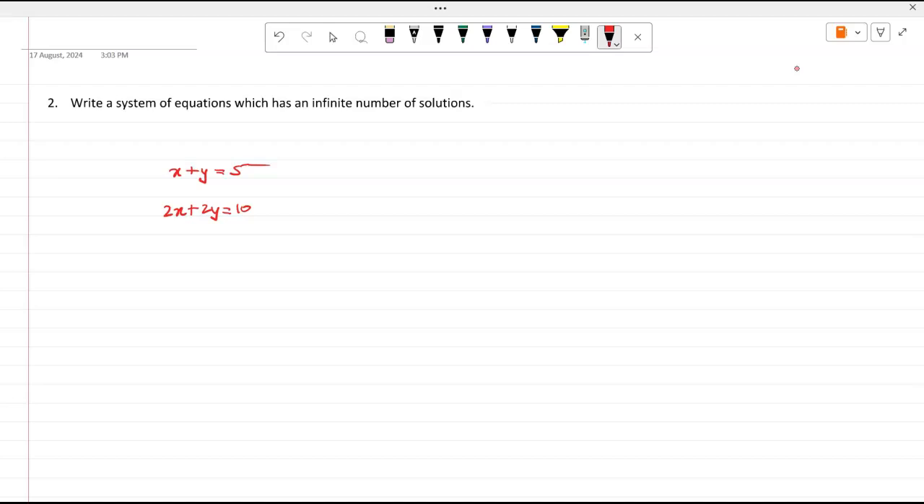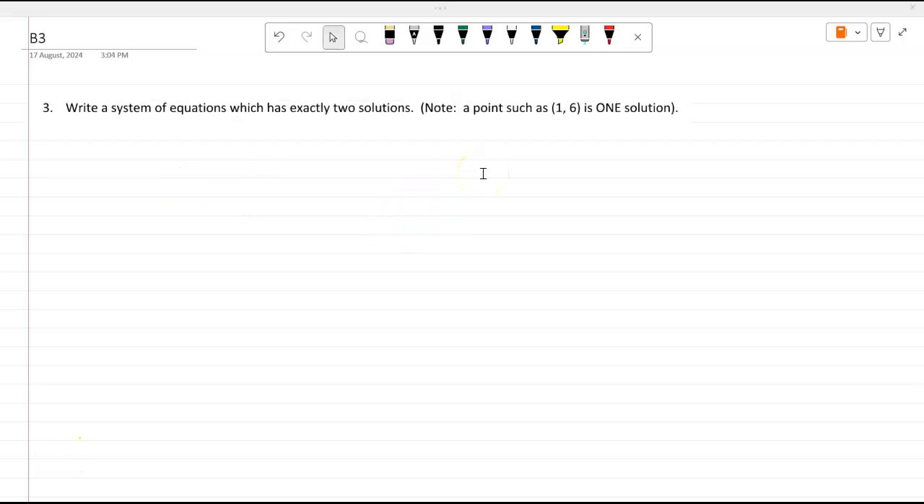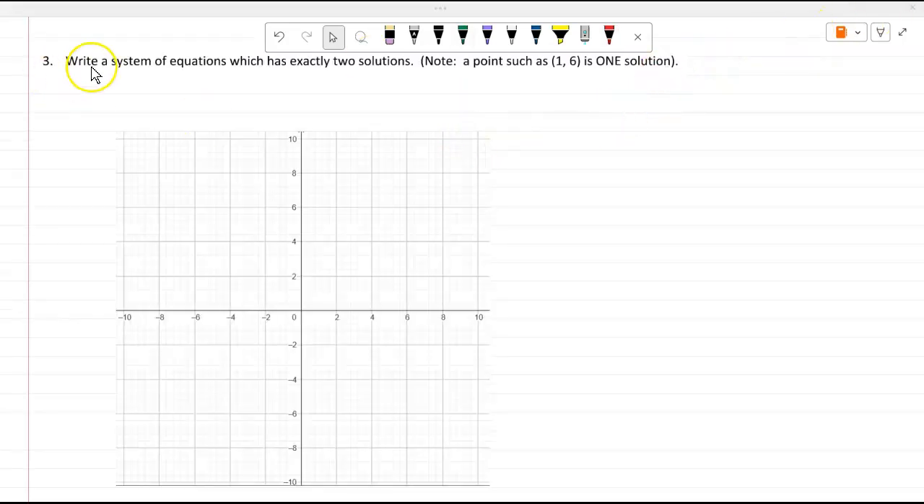Write any equation and write any multiple of that. It cannot be two lines with exactly two solutions, because two lines will either be parallel and not intersect, intersect at one point, or intersect at infinite points. Two points, as you correctly said, will be a quadratic and a line. So you have to take a parabola and a line, and write the system of equations.